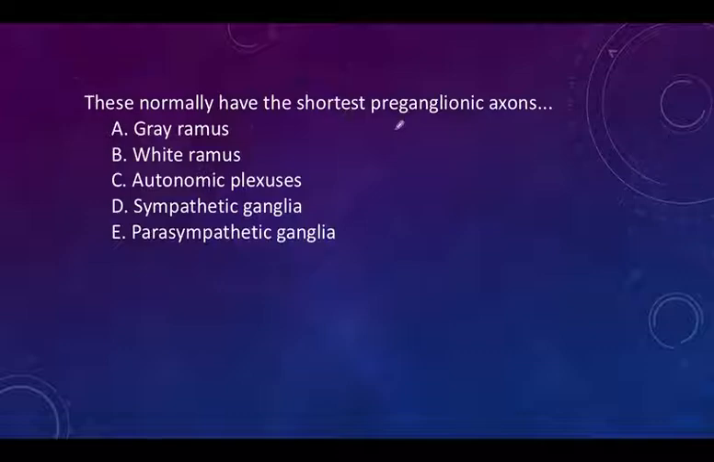These normally have the shortest preganglionic axons. So what did I talk about? Sympathetic nervous system has short preganglionic. And think however you want to remember it, SNS, whatever. But the answer is definitely D.